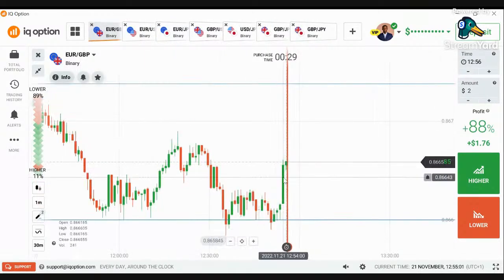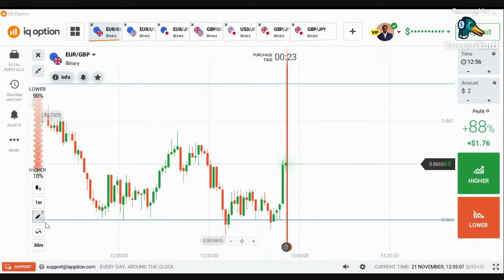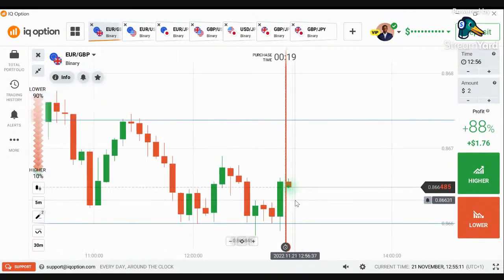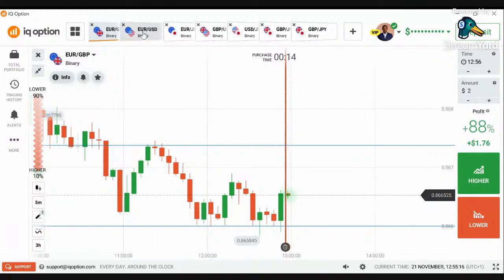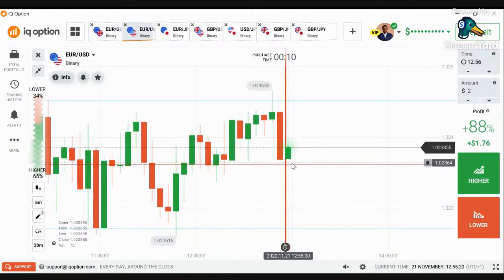Wow, Euro GBP is buying. You can see it has been buying from that level. Good signal. Told you it's because of that range. It has been buying from that level, and right, this guy is almost at the 50% of the range.